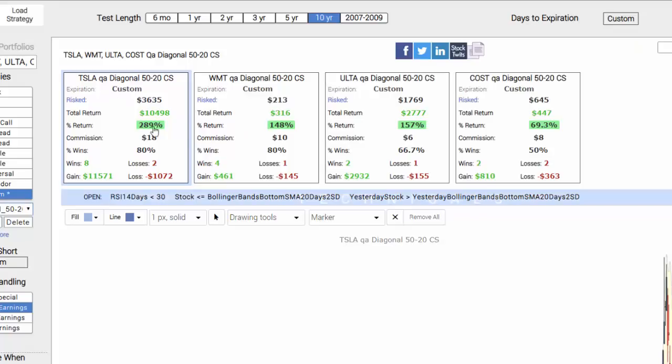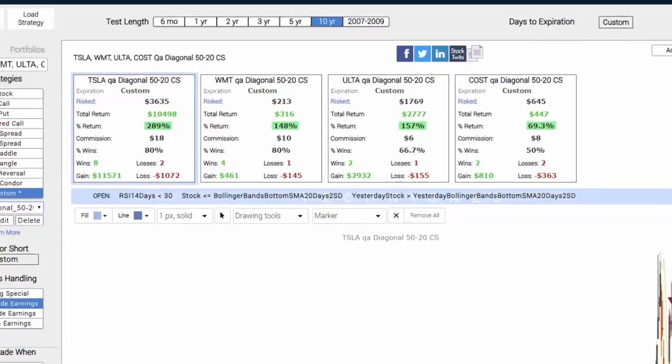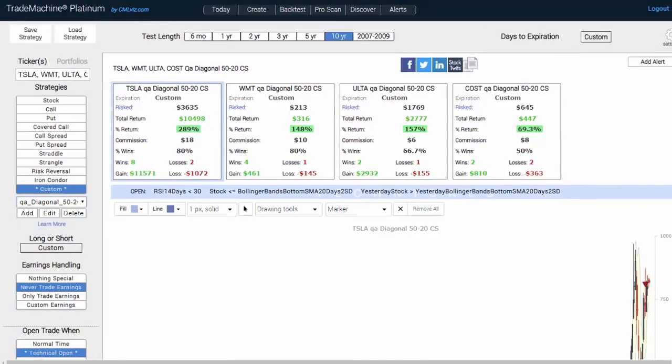Yet again, we see with Tesla, Walmart, Ulta, and Costco, these stocks with natural institutional bidders, that when the stocks break down, in this case through a lower Bollinger Band, there is a strong recovery afterwards, or so that's what the probabilities read. And by the way, for those of you that like selling put spreads instead of buying calls, we can test that too.